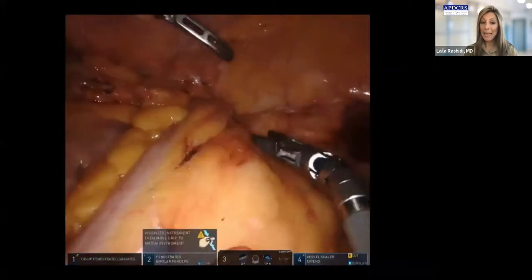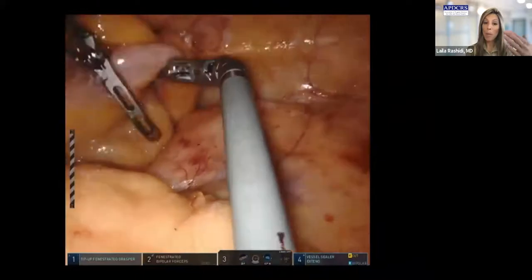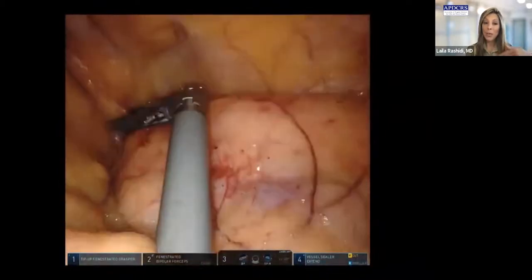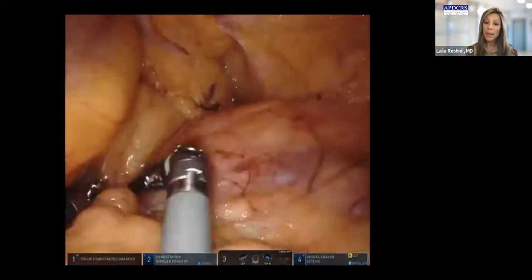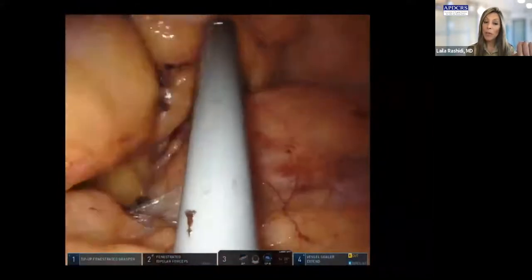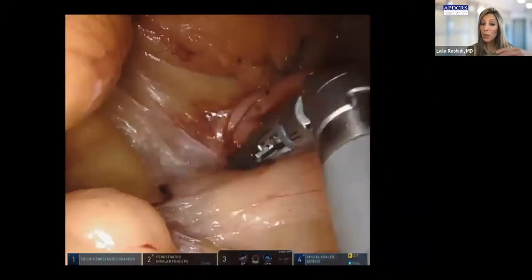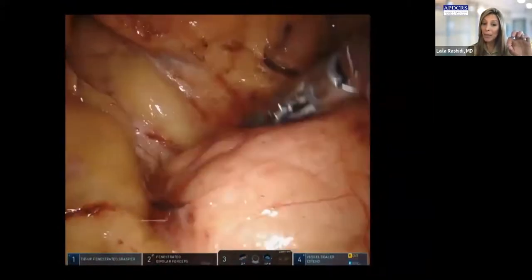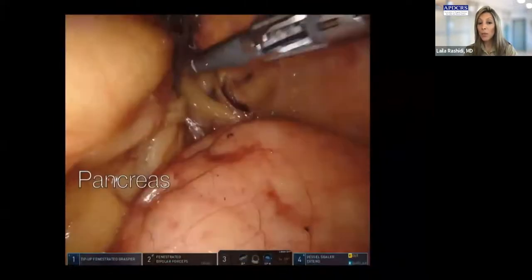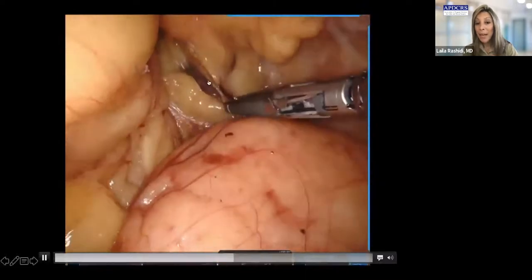Here, I'm asking my assistant to pull the bowel back all the way down. So you see here, again, pull nicely with your non-dominant arm. And then here, your bipolar forceps help you. Let's say if I get to a bleeder or something, that can actually help me. And here is where we get to that tail of the pancreas, right? So those are the structures you want to watch out for. And that's the spleen right back there.